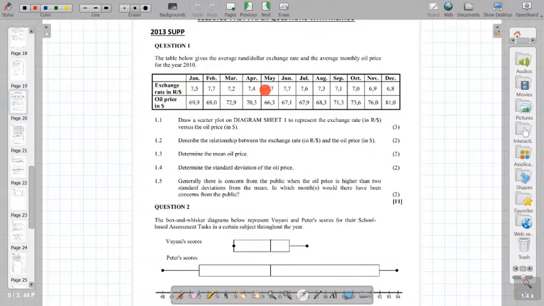It's just the mean for the second row, that shouldn't be a problem. And even the standard deviation, we can get the answers from the calculator again. Remember, just type in the values in standard deviation mode, statistics mode, and then the calculator gives you the mean and standard deviation just like that. And then generally, there's a concern from the public when the oil price is high. In which month would there have been concerns from the public? You'll just check in which month the higher oil price comes and the public has such a concern.